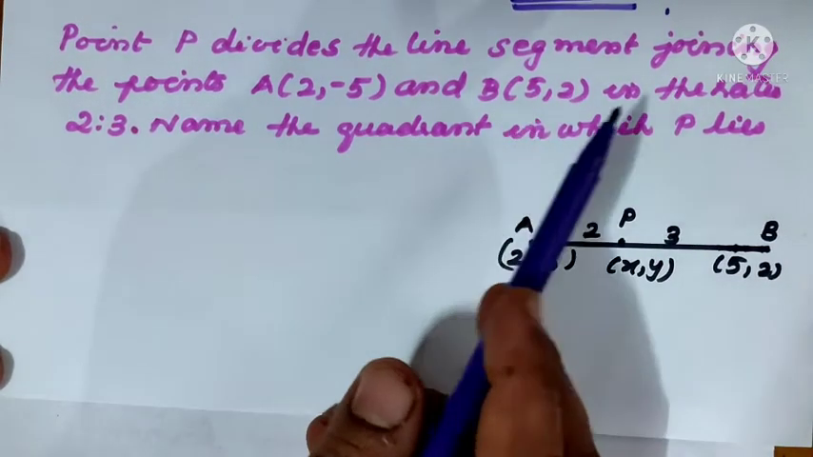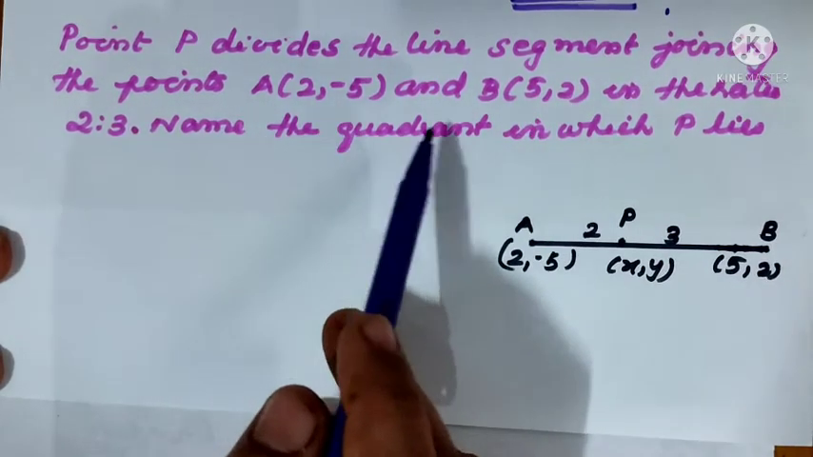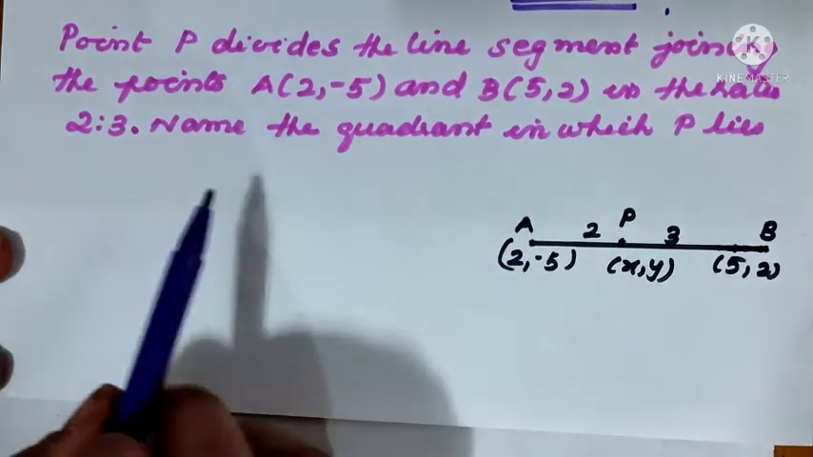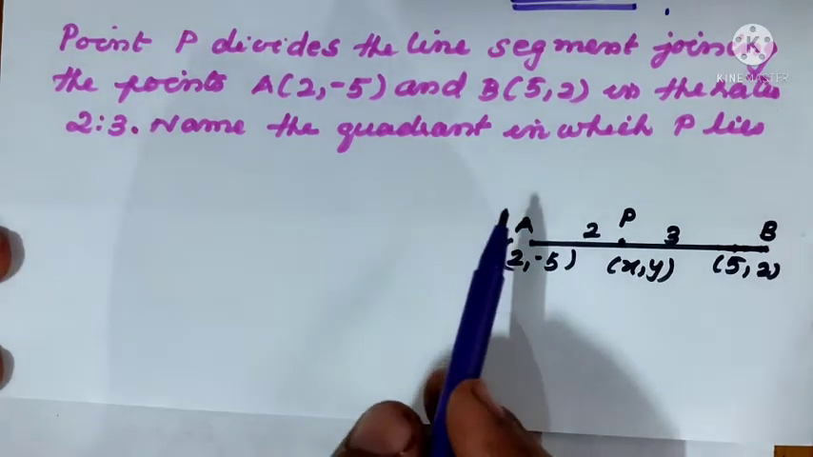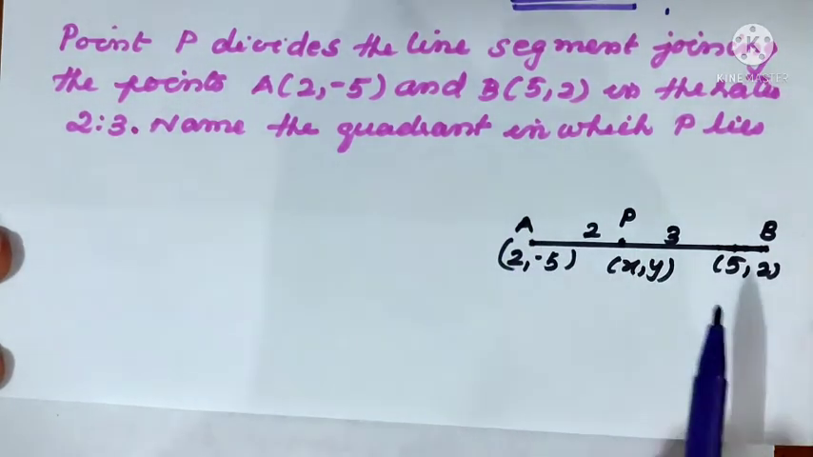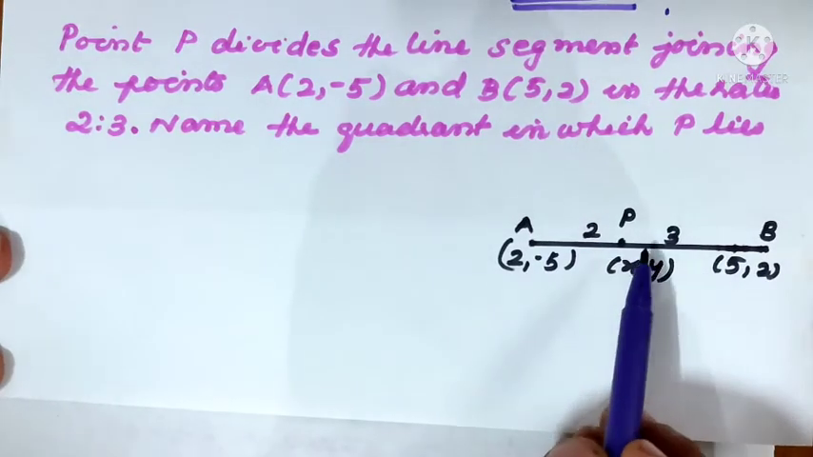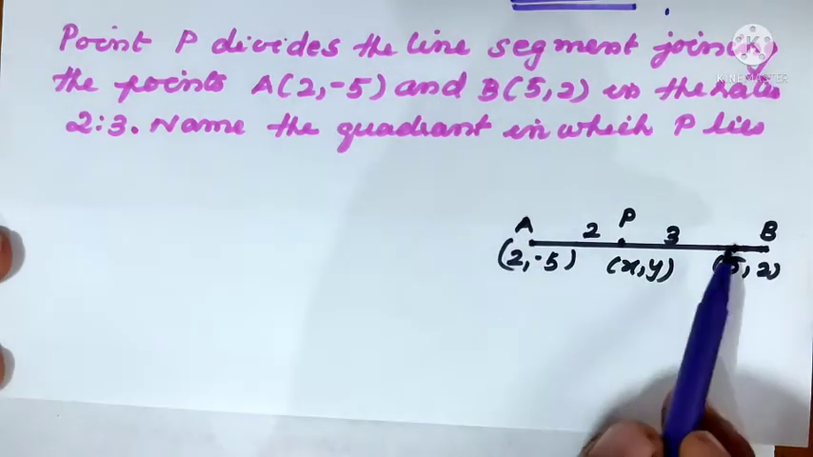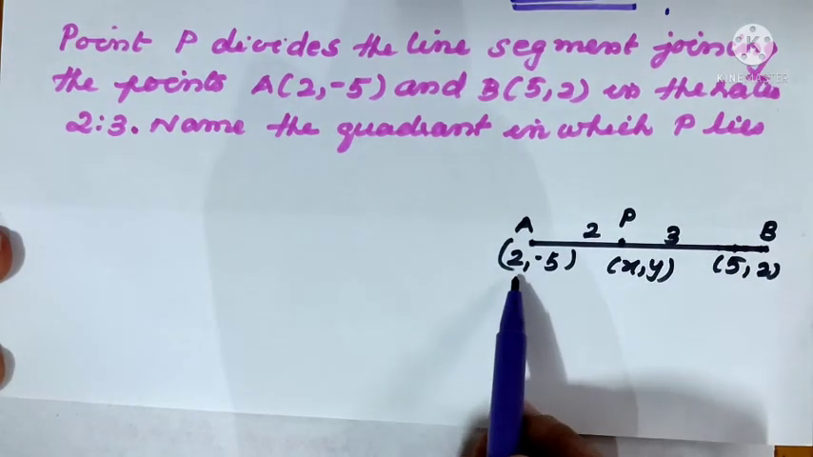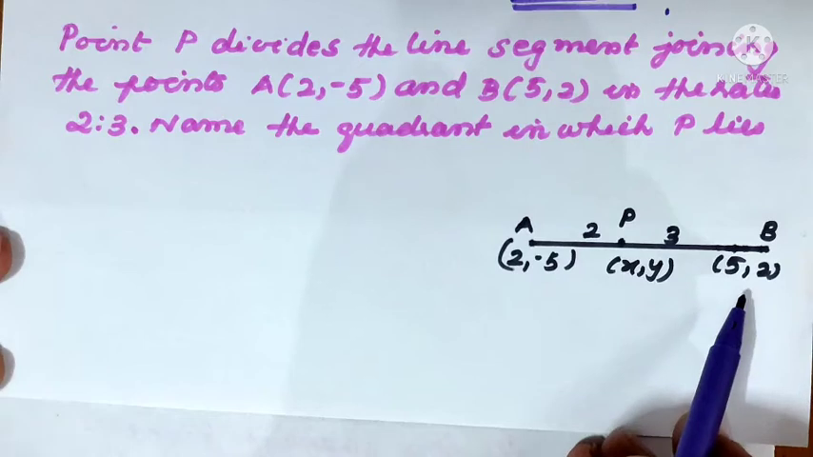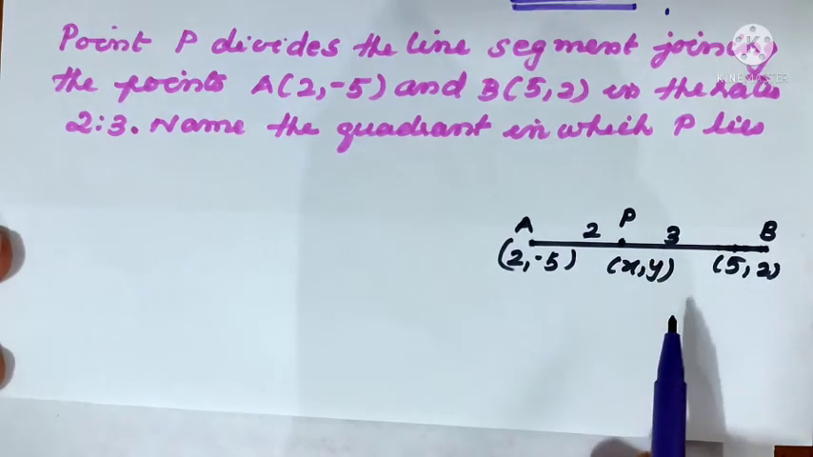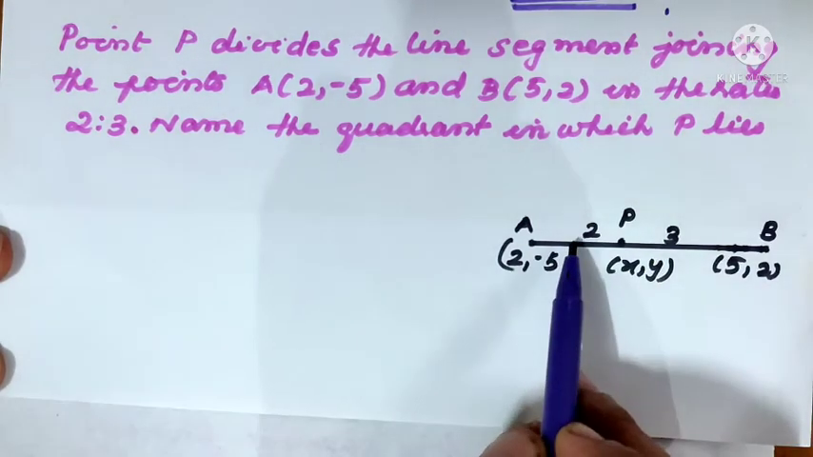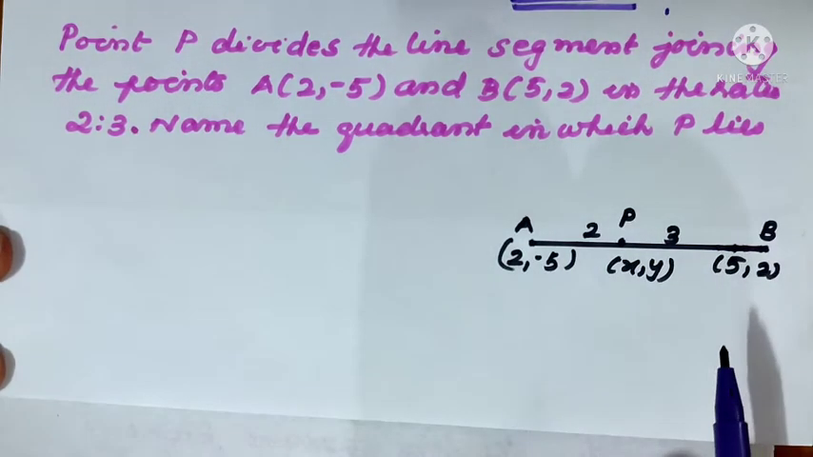Point P divides the line segment joining A(2, -5), B(5, 2) in the ratio 2:3. Name the quadrant in which P lies. So P divides AB. So P is the middle point and A and B are there. The point A is given (2, -5), B (5, 2), and the P value you have to calculate, and the ratio is given as 2 and 3 only.